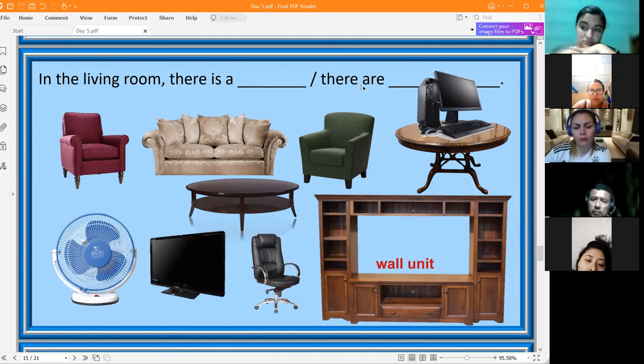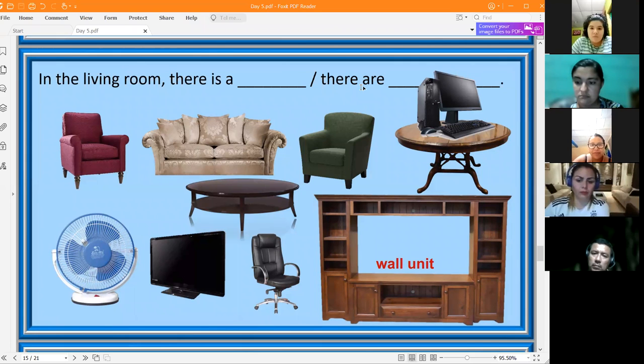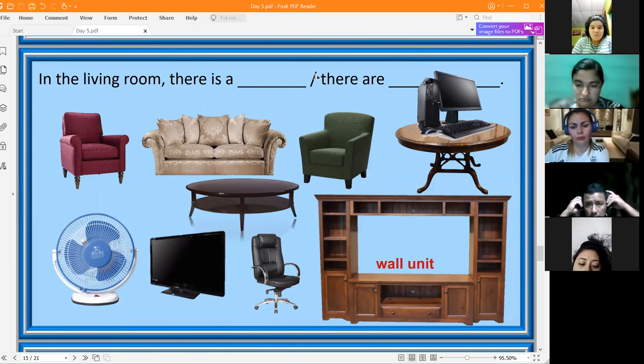Then Raúl Quintanilla. There is a smart TV. There is a fan. There is an office chair. There is a table. There is a coffee table. There are armchairs. There is a sofa. There is a wall unit. Sí se dice. Okay, excellent. Thank you very much. That's nice.